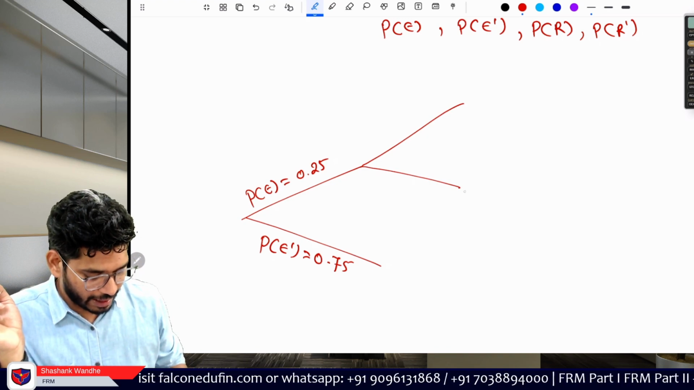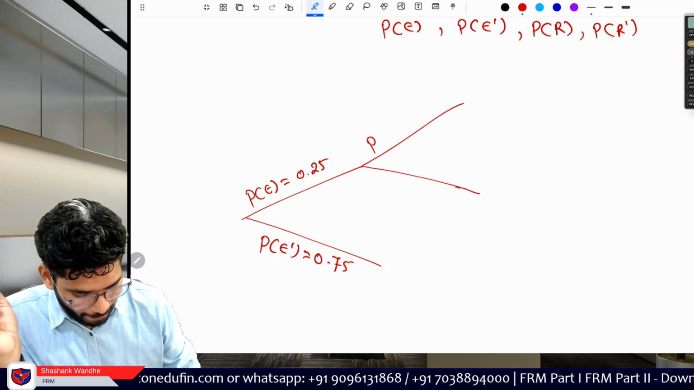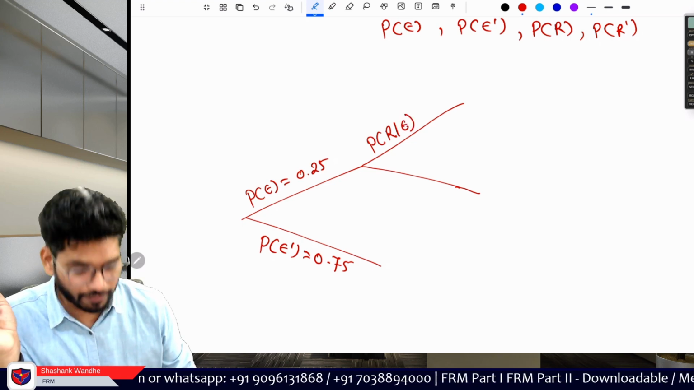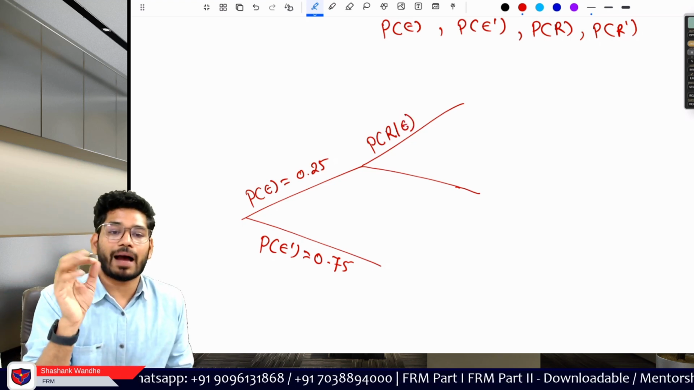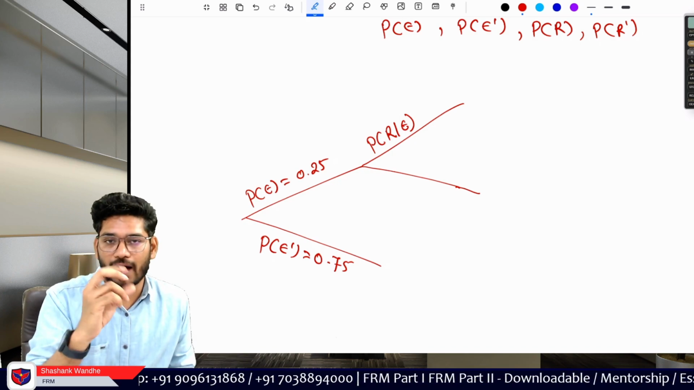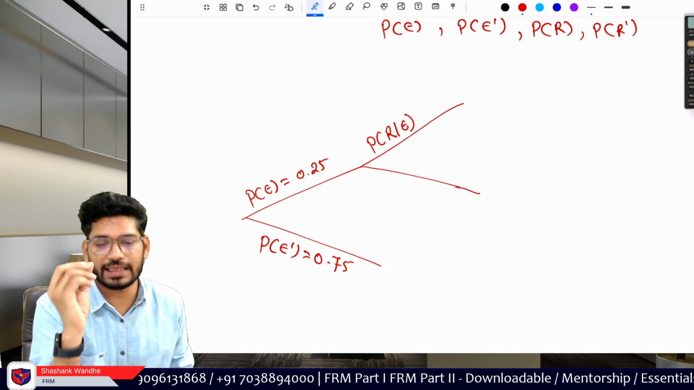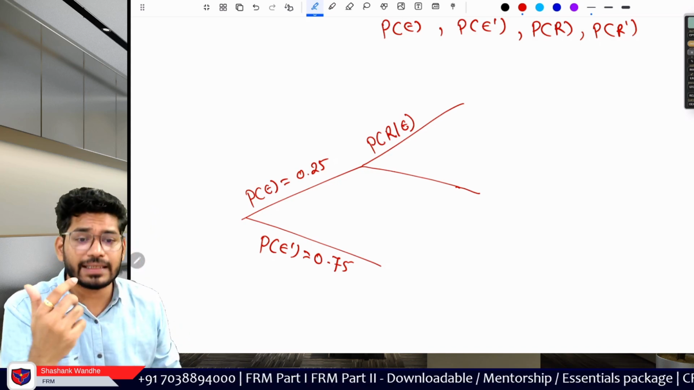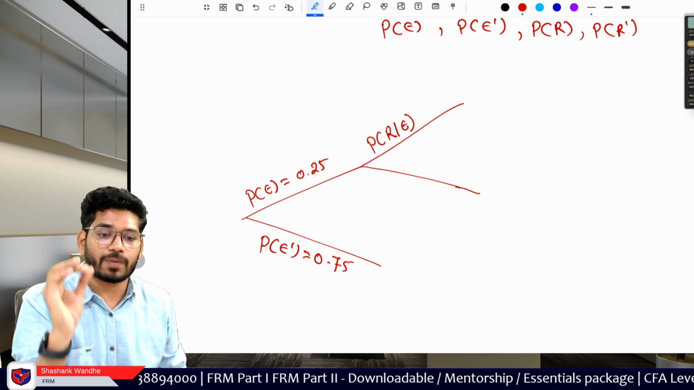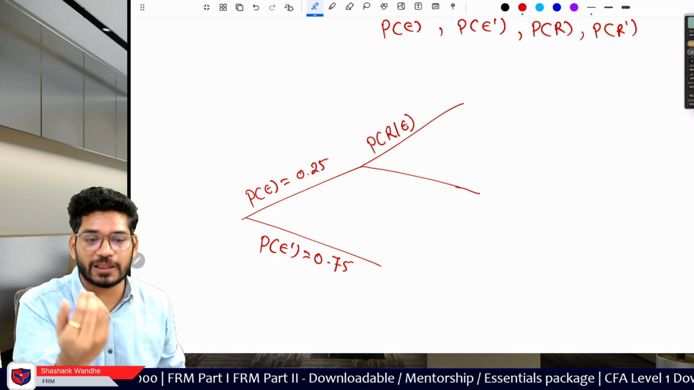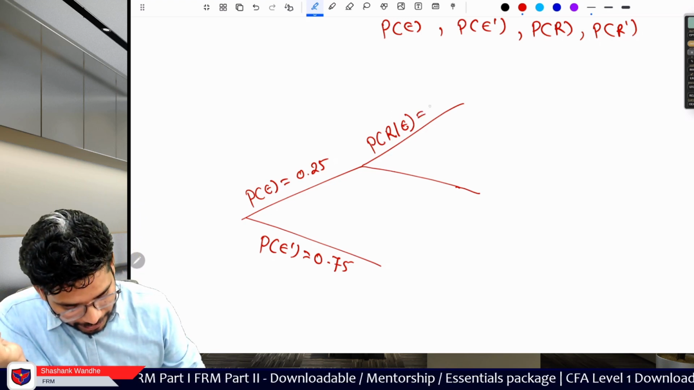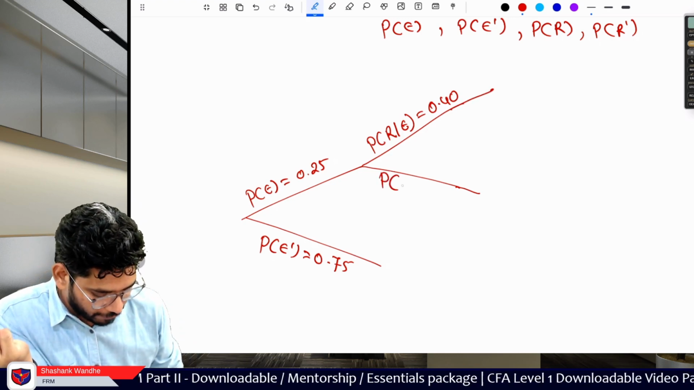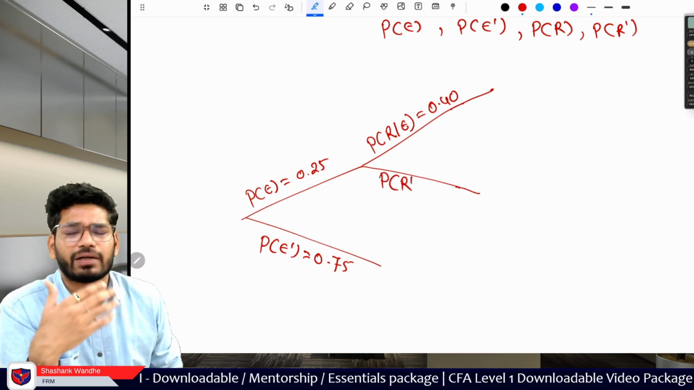If the economy expands, then the company will give us good results. The probability of good results is denoted as probability of R, good results, right? So probability of good results given expansion. This is how it is written. Okay, so probability of good results given expansion, and let's say it is 0.40, and the probability of not good result is also possible, right?